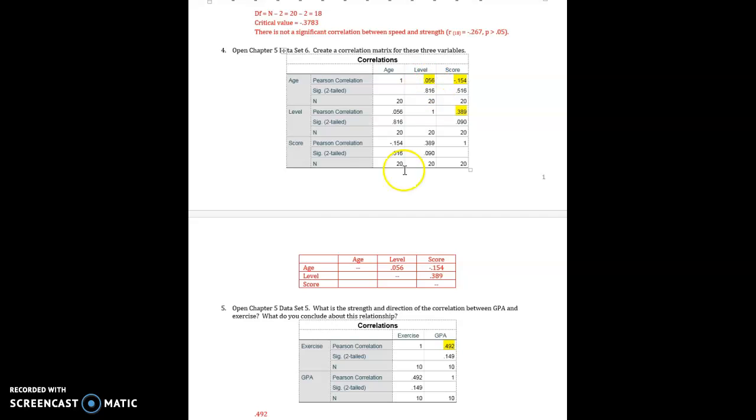That comes from up here. Correlation between age and score is negative 0.154. That comes from up here. And then finally, your correlation between level and score is 0.389, which comes from right here. If it's helpful for you to fill in this bottom part, feel free to do so, but it would just essentially be a mirror image of what's above, right? The correlation between level and age is 0.056, which is already listed up here, for example.